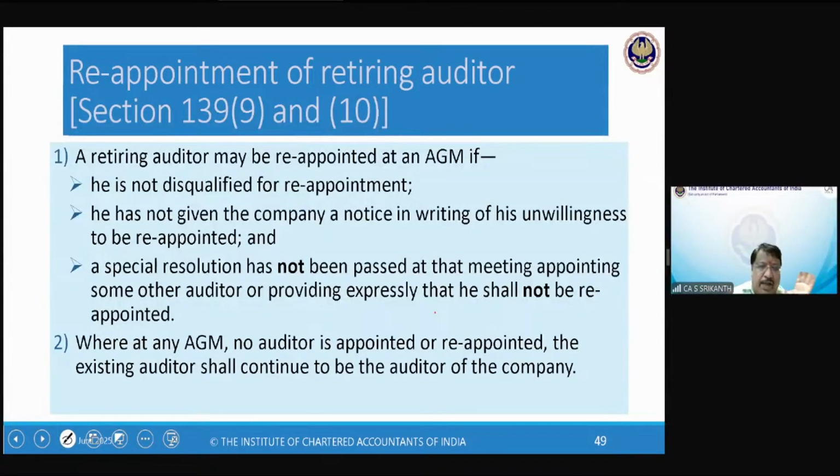See, members are telling, boss, 100% we don't want that fellow. Okay, we want A, not B. Or sometimes they may say, boss, you appoint anybody, but not A. Expressed, and for this, a special resolution should be passed at the general meeting, AGM. Such a special resolution has not been passed. See, these are all negative conditions. If these negative conditions are satisfied, then the retiring auditor is automatically reappointed.